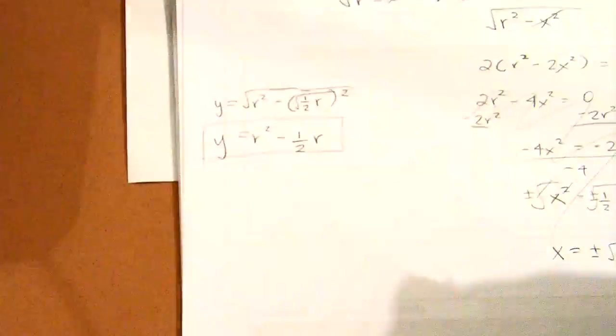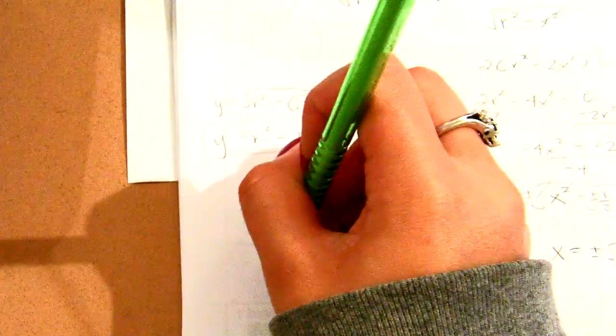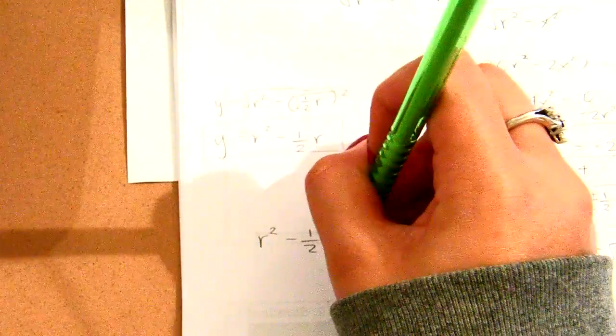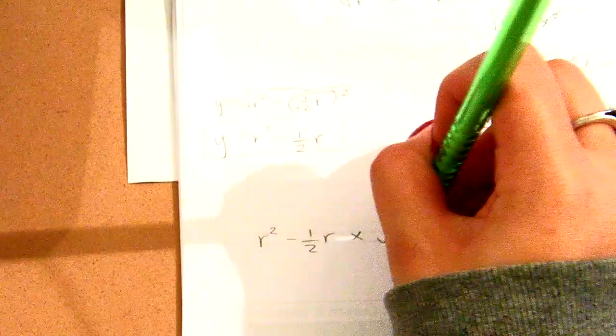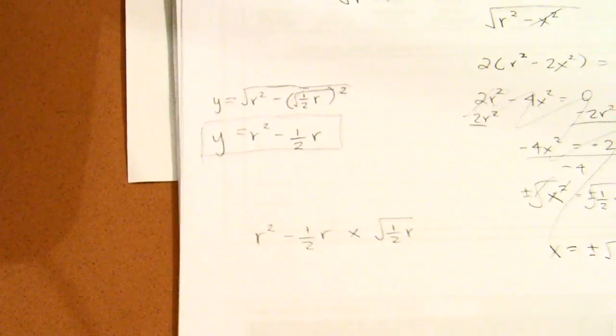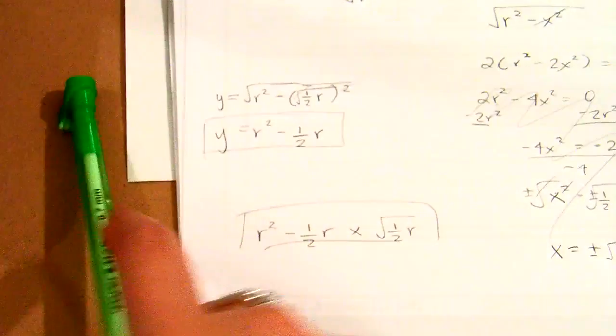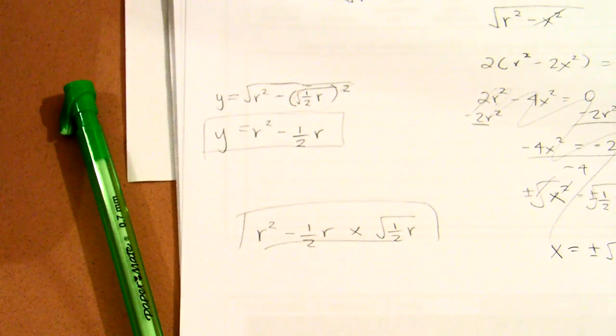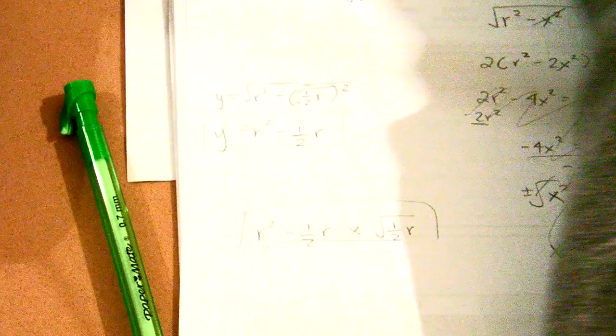So that's your answer. So you have r squared minus 1/2 r times the square root of 1/2 r. Oh, you get rid of this. And that's your answer. I hope I didn't confuse you guys with all my mistakes.